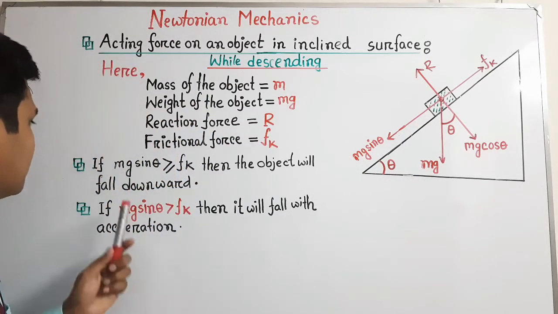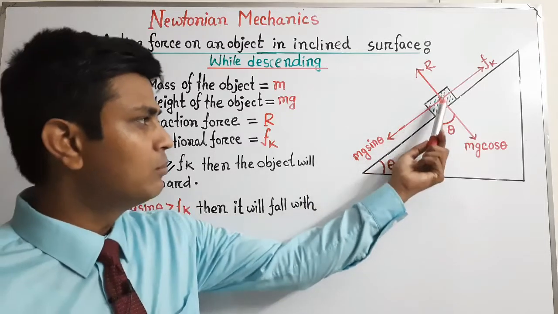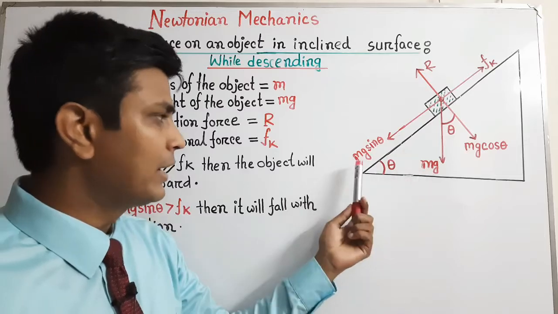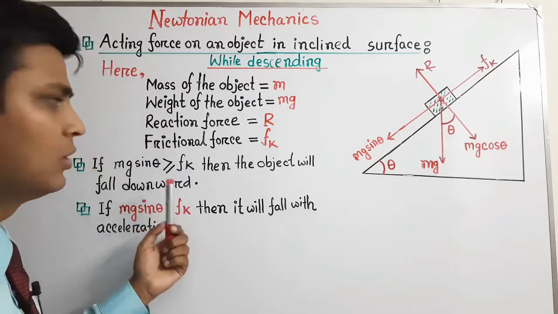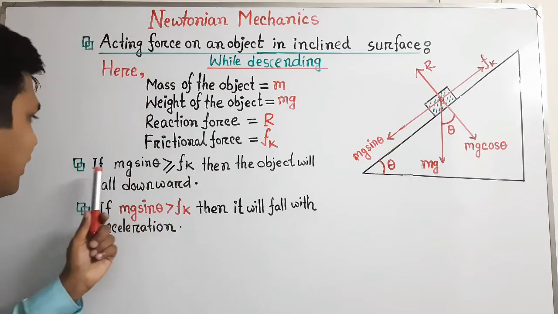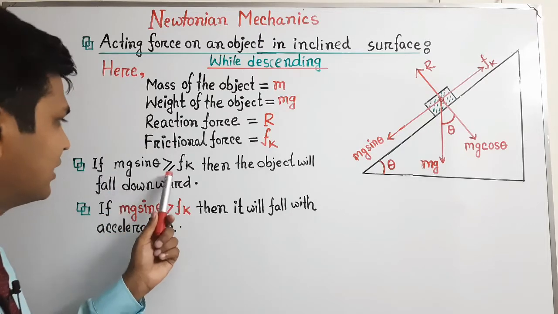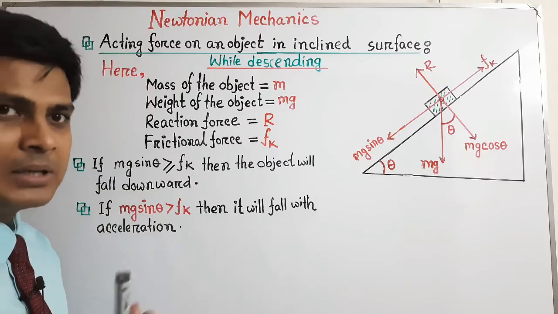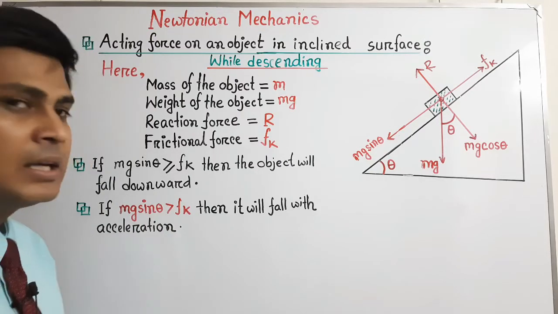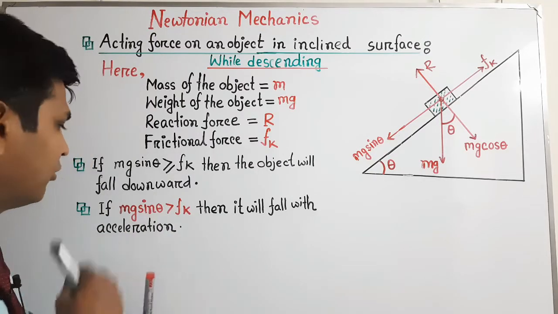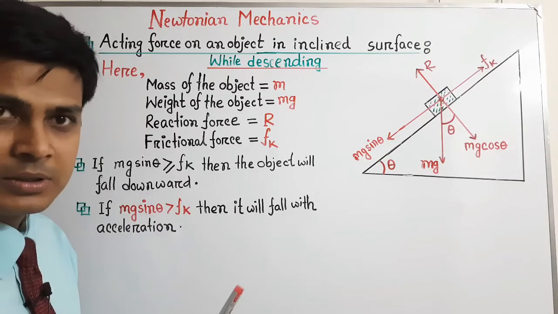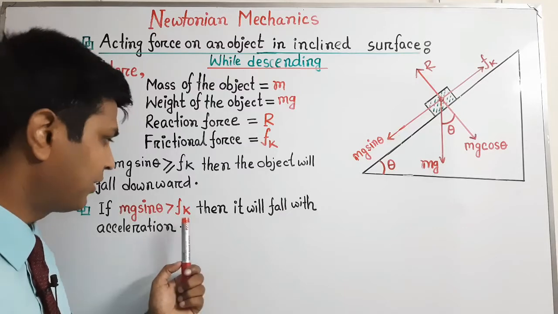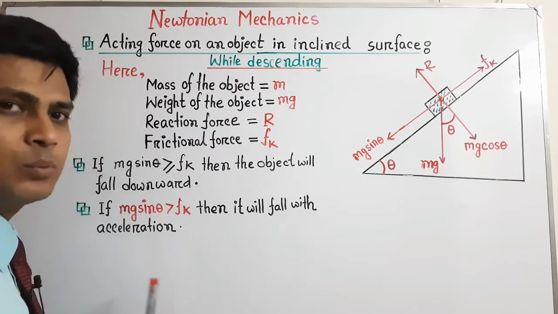Now let's see a condition here. The body will move downward if the value of the vertical component of the weight, mg sin theta, is greater than or equal to the frictional force. So I write here the condition: if mg sin theta is greater than or equal to the frictional force, then that object will move downward. But there are two conditions. Number one, if the object moves with an acceleration. So what will be the condition? If mg sin theta is greater than the frictional force Fk, then the body will move downward with acceleration.